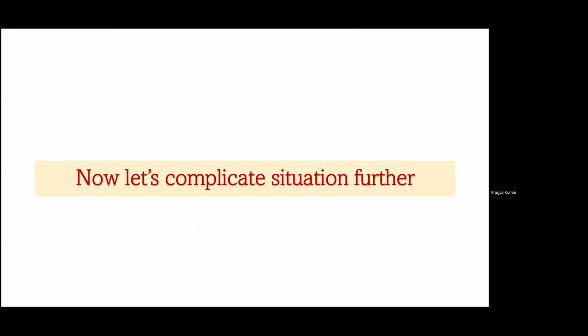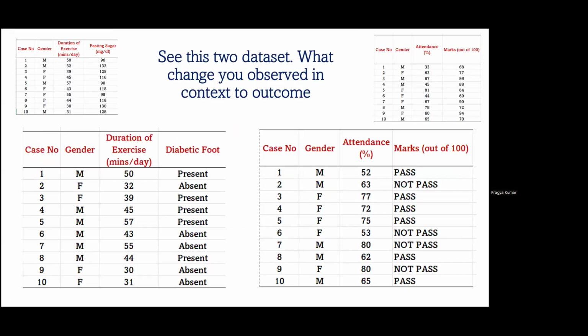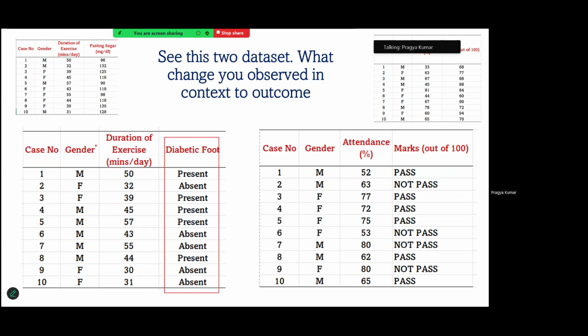And then how to complicate this situation further. If this is the data set, what change can you see from the previous one? Focus on this variable, diabetic foot. Here we have the duration; in the previous exercise, we had taken the fasting blood sugar. But now, instead of fasting blood sugar, we have taken the presence or absence of diabetic foot. Similarly, in the initial exercise, it was the marks obtained out of 100. But here, it is pass or not pass based on the marks obtained.